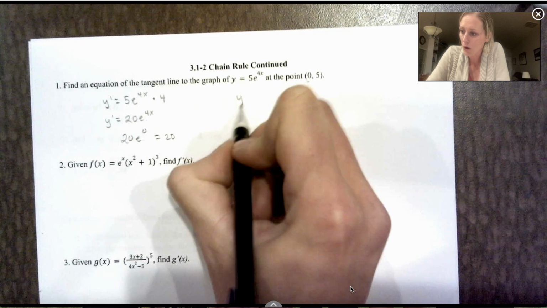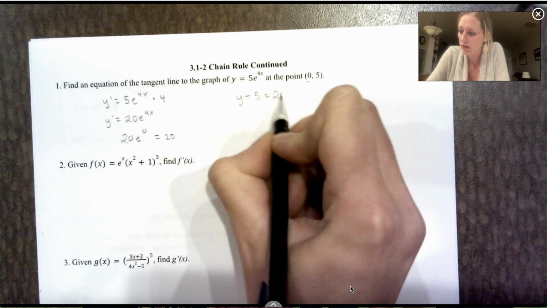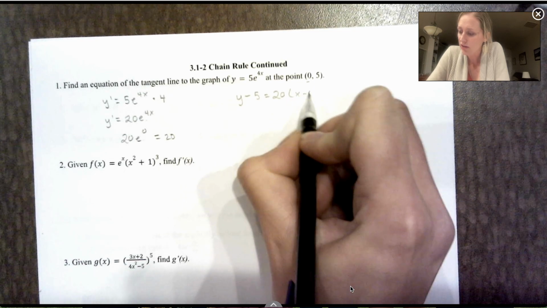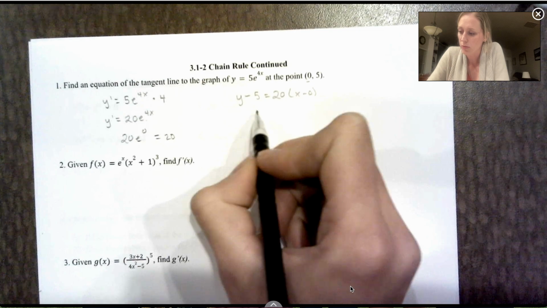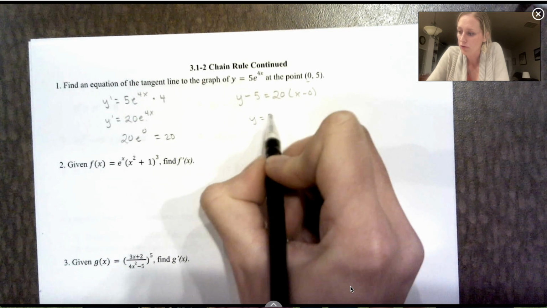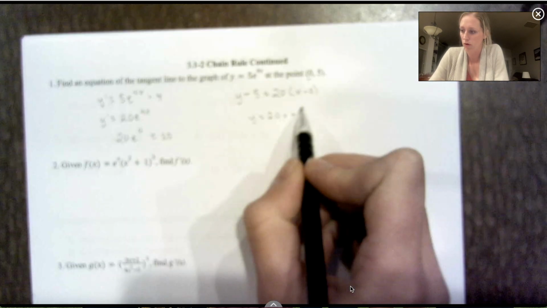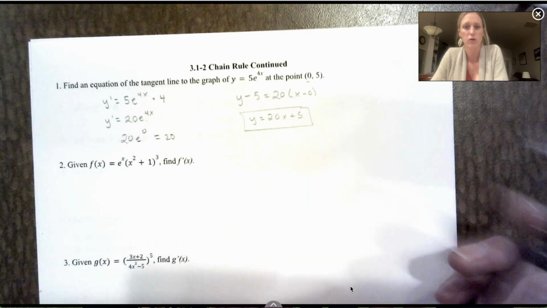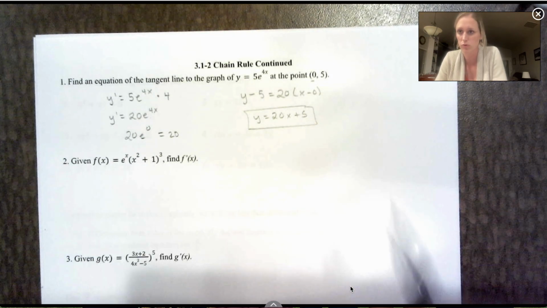So we're going to write y minus our y-coordinate equals the slope of 20 times x minus the x-coordinate. We can leave it in point-slope form, or we could convert to slope-intercept form, which is going to be y equals 20x plus 5. So either of those would be sufficient for the equation of the tangent line. So we've done a lot of this. We're just differentiating now with an additional tool, the chain rule.